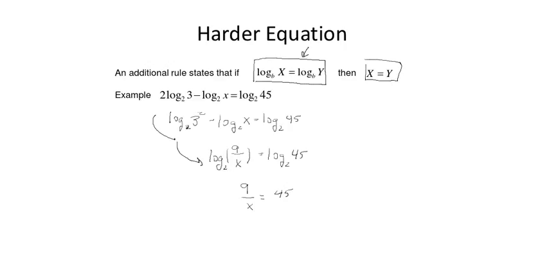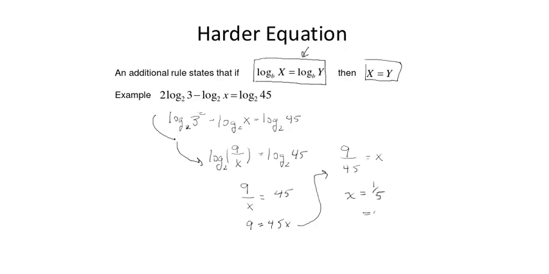Well, a little bit of algebra here would show that if we multiply both sides by x, we're going to get 9 is equal to 45 times x. And so to get x alone, we have to divide both sides by 45. And we might recognize that 9 over 45 is a fraction that reduces. This reduces to 1/5. So x is equal to 1/5 is our answer.